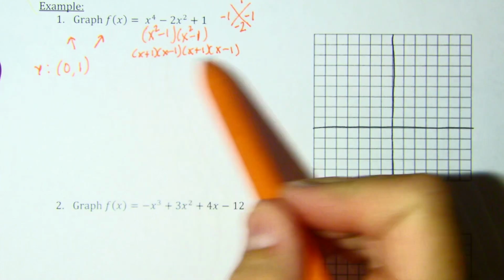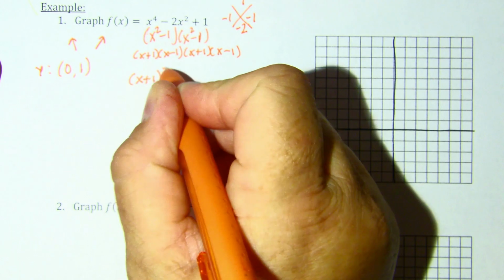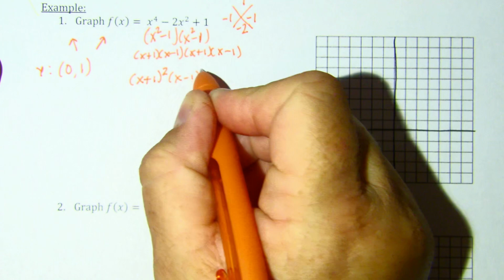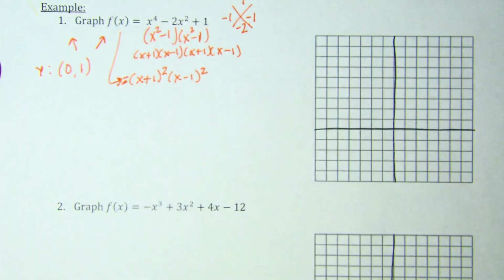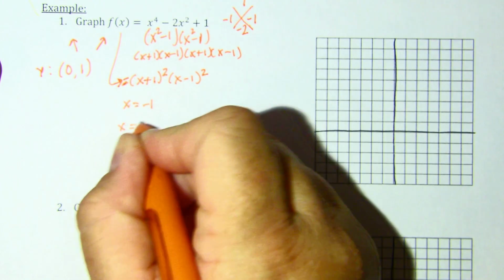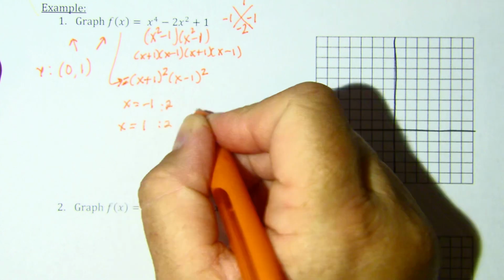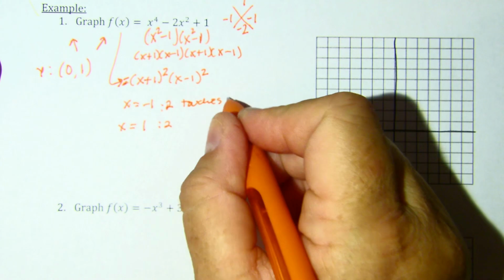So I have 2 copies of x plus 1, so I can go ahead and rewrite this as x plus 1 squared. And then I have 2 copies of x minus 1. So this is equal to this. That means I have a root of x equals negative 1 and x equals positive 1. And the multiplicity of both of those is 2, which means it touches and turns around.